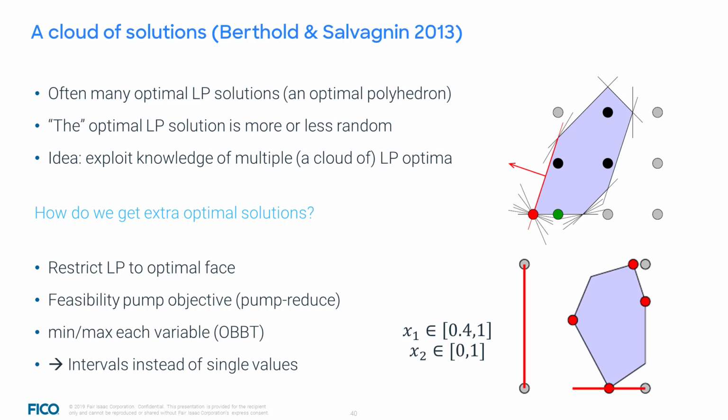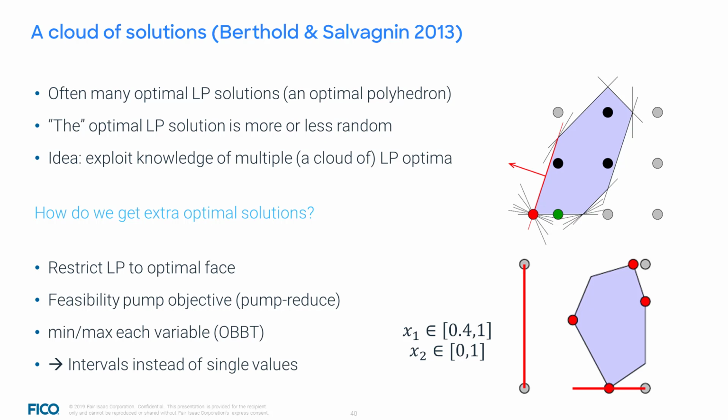This could be done either by something like a feasibility pump, using an auxiliary function which tries to point us into different corners of the face, or in a very brute force manner, minimizing and maximizing each of the variables over this optimal face. Such strategies will give us solution intervals for each of the variables instead of one fixed solution value. This is depicted in the lower picture.